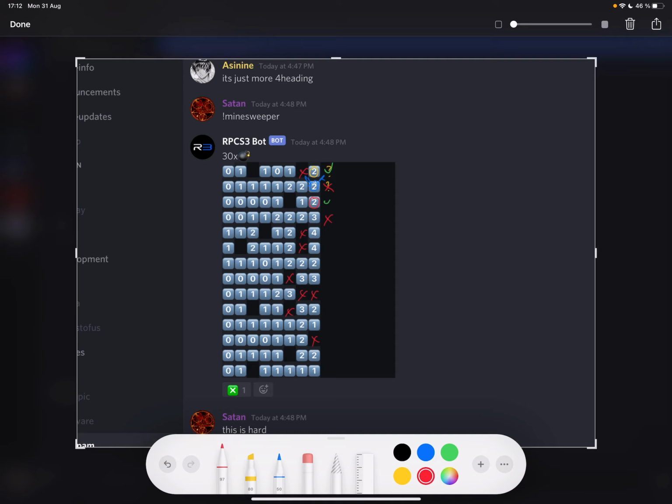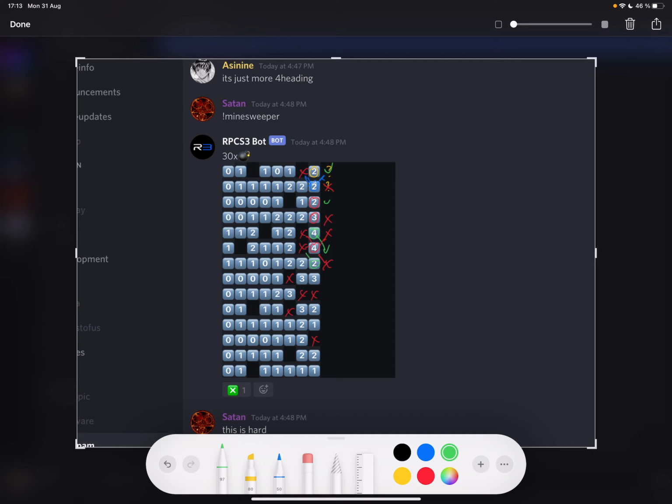Now these three are touching two mines and one open cell, so that would mean that this one is also a mine. And this 4 is touching 4 mines that we found out, so this cell is free. And this 4 is touching 3 mines and a cell, that would mean that there is a mine here.